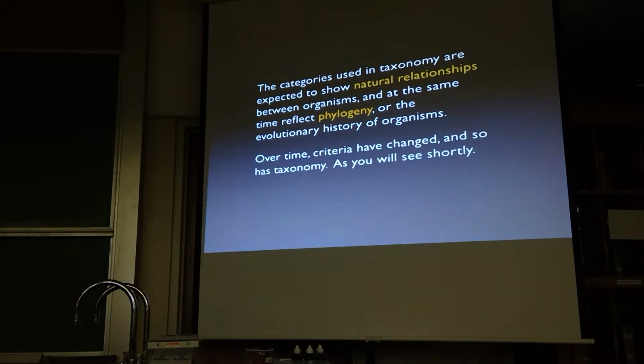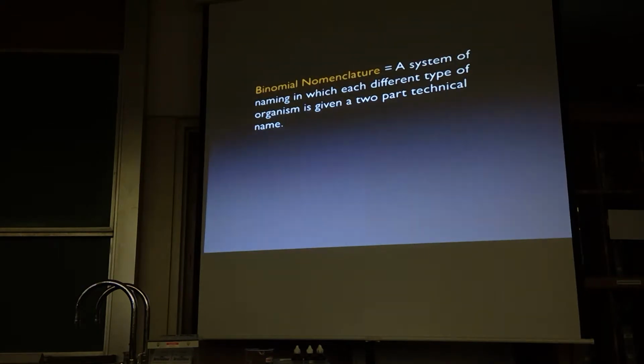And as I said, the criteria have changed. Taxonomy itself has changed extensively. So we're just going to look at the basics here. There have been some very important contributions. For one thing, if you're going to divide organisms into categories, you have to have some way to identify each organism. So the identification of each organism currently involves what we call binomial nomenclature.